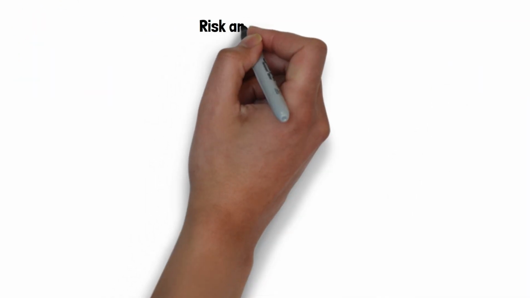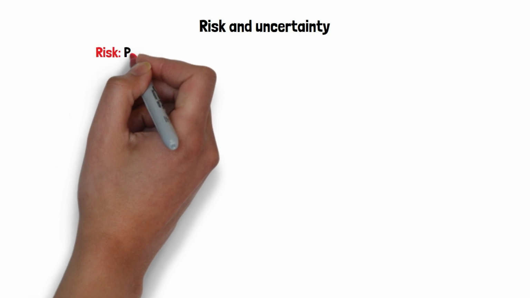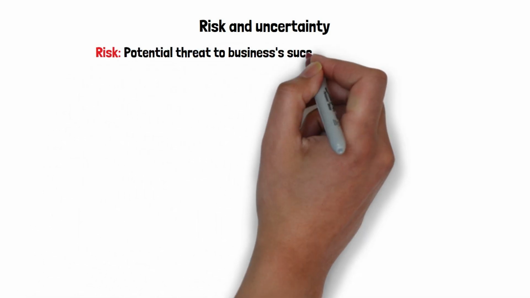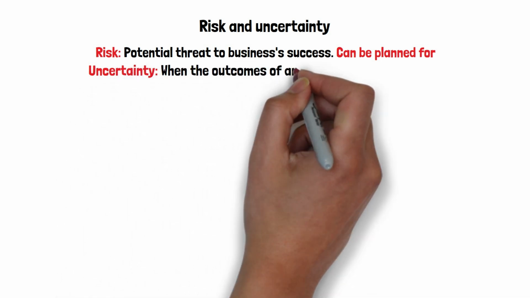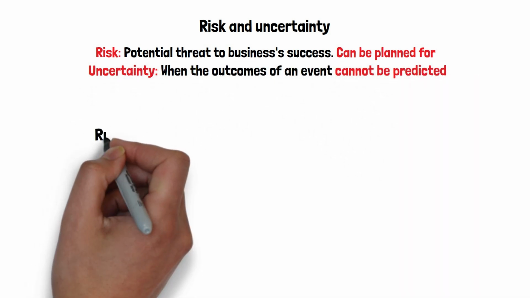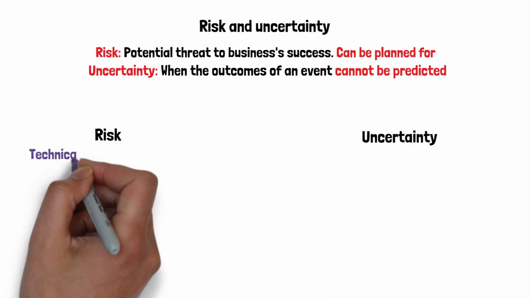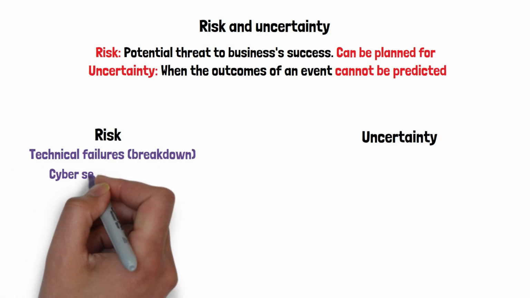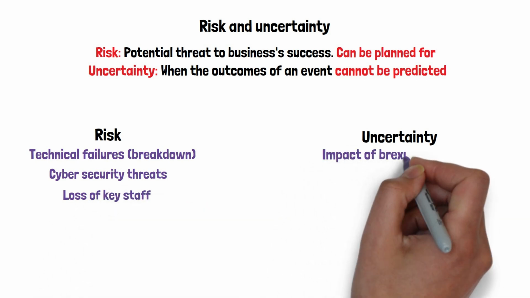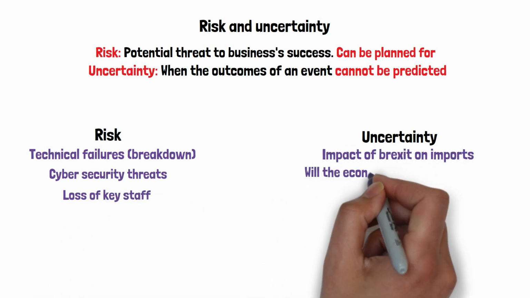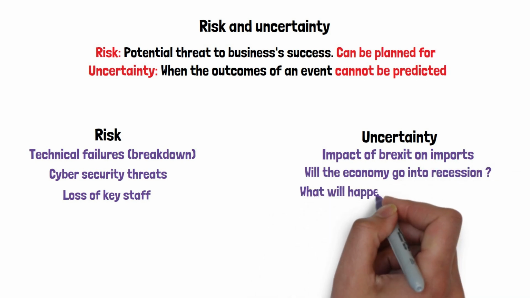With this covered, we can now move on to risk and uncertainty. Risk can be defined as the potential threat to a business's success, and this can be planned for. However, uncertainty means when the outcome of an event cannot be predicted. And here are some examples of both. For risks, you could have technical failures or breakdowns, cybersecurity threats, or a loss of key staff. And for uncertainty, businesses may wonder what the impact of Brexit on imports will be, will the economy go into recession, or what will happen with interest rates.